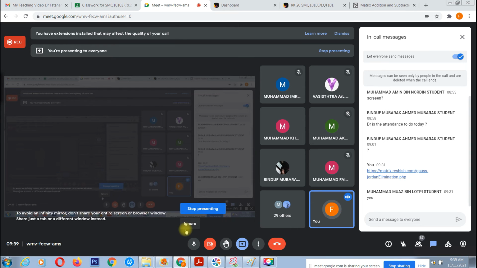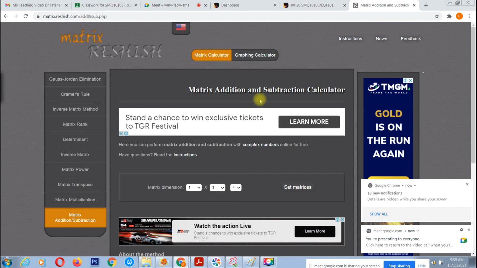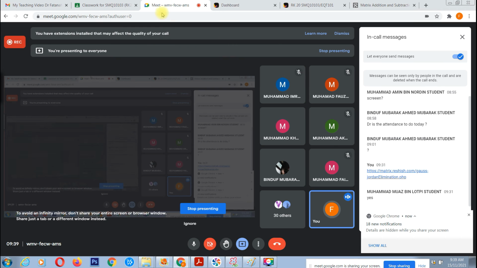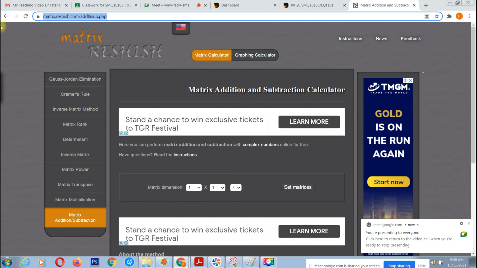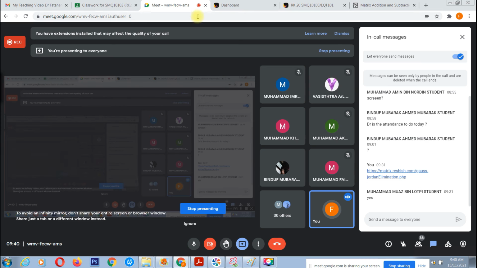But you can just go to this matrix calculator to try everything, and you can manage easily to complete your tutorial. Try to use this matrix calculator. Hopefully you can score for your exam.